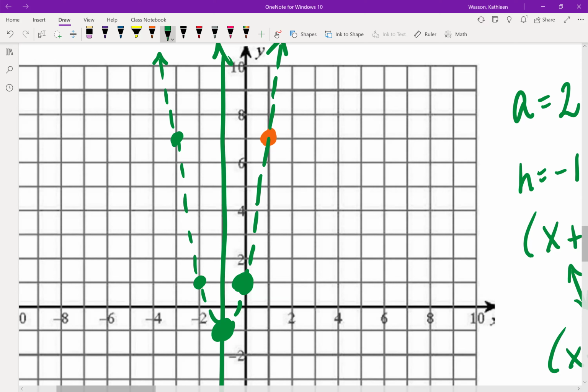Nobody has a vote? Pick a point. That's not (1, -1). Nope. Oh, (1, -1). Yes. Okay. So we're going to test here.